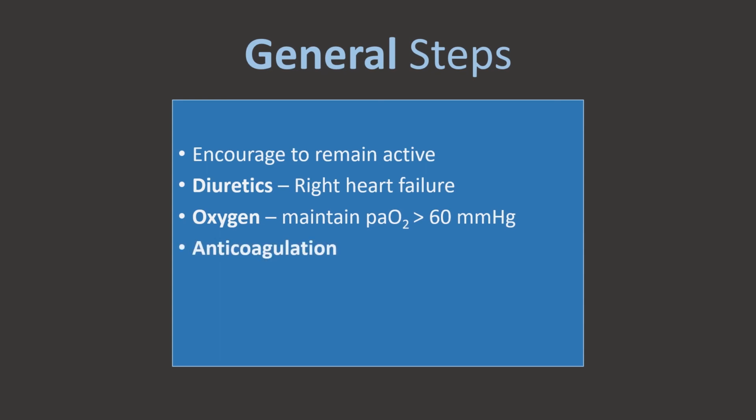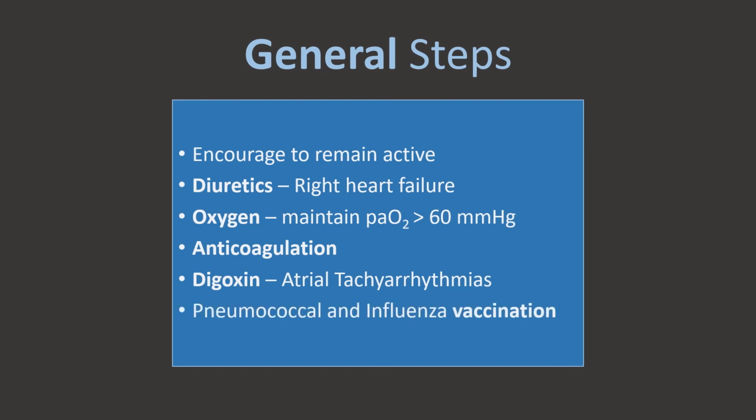Anticoagulation should be considered unless there is an increased risk of bleeding. Digoxin may be useful in patients who develop atrial tachyarrhythmias. Pneumococcal and influenza vaccination should be recommended. Pregnancy carries a very high risk of death, and women of childbearing age should be counseled appropriately.